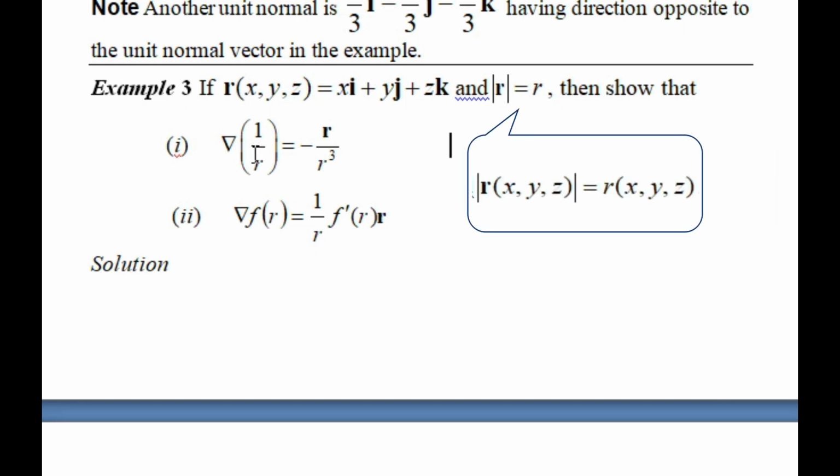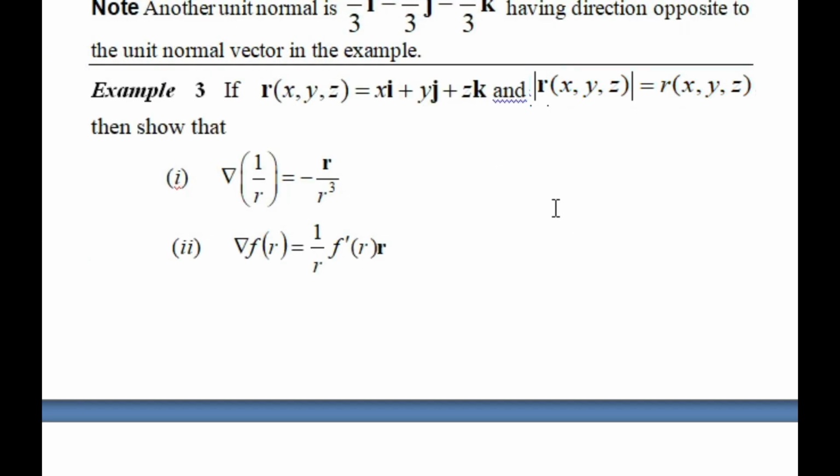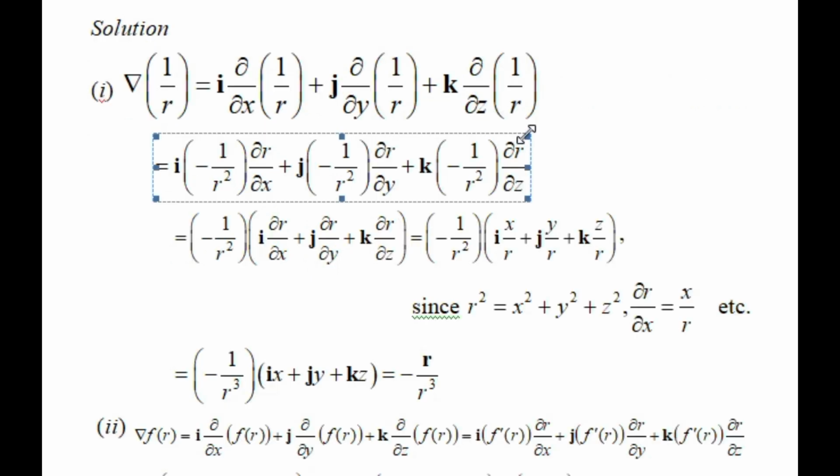the gradient of 1/r, here r is a scalar valued function, is equal to -r/r cube. Even though we simply write r, it is a function of 3 variables, and the absolute value of r at (x, y, z) is the absolute value of the vector r of (x, y, z). What is vector r of (x, y, z)? Vector r of (x, y, z) is the vector at the point (x, y, z).